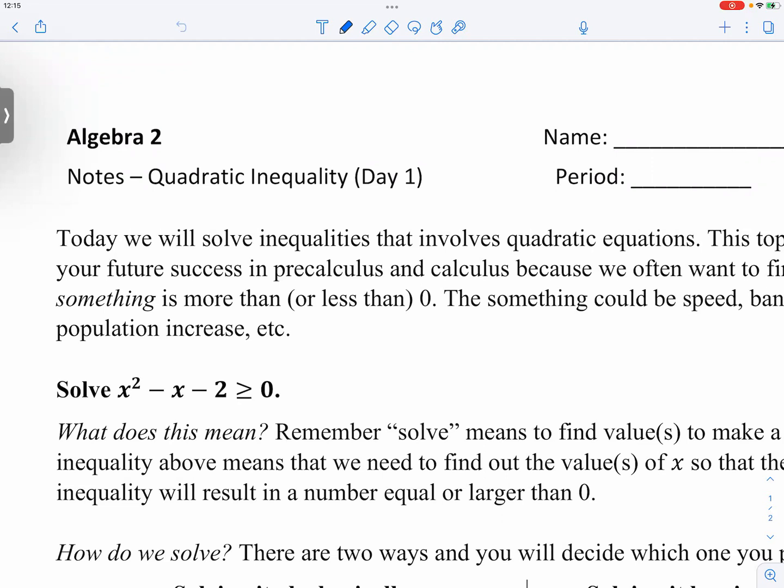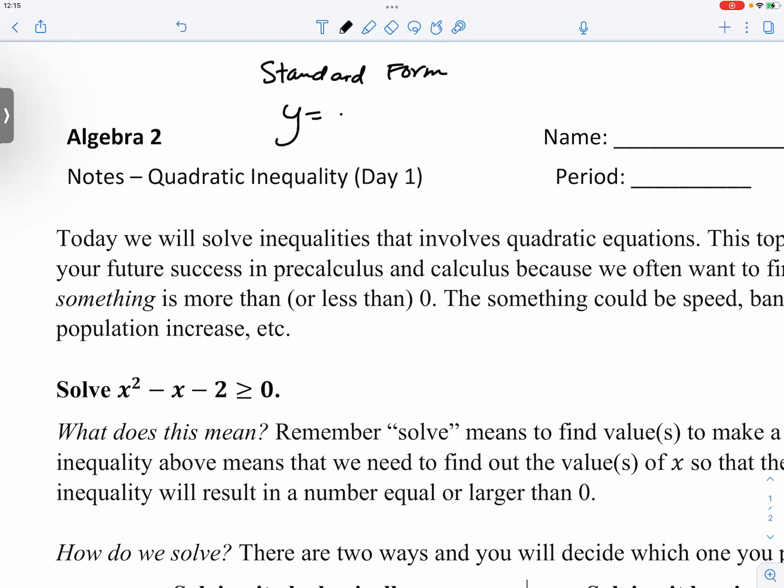Like if you know the slope-intercept form, y is equal to mx plus b. If you see a linear equation that happens to be in that form, then you can tell the slope, you can tell the y-intercept. And that's the same reason why we need to know the different forms of quadratic equation. So first, what is the standard form?